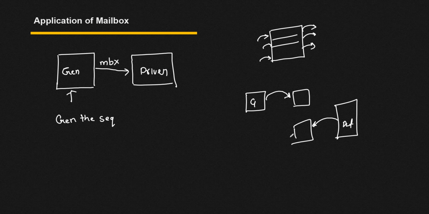Now in order to pass it to your checker or some reference model, you require one more mailbox in order to pass that transaction. Okay, so in simple terms you can understand it like this. Whenever we want to pass the transaction between multiple components, there we are using mailbox. I hope it is clear. Okay, now let's jump to the next one.